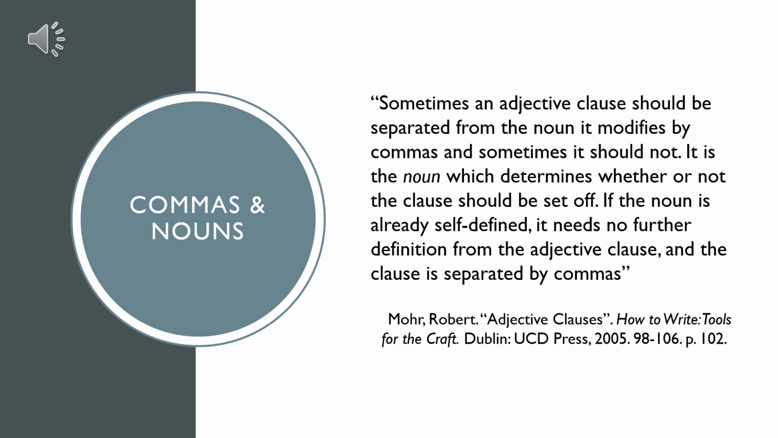The comma also plays an important role in relation to the noun of the sentence. Commas help to create what's called an adjective clause, which is a part of the sentence that gives us more qualification about the noun. As Moore tells us, sometimes an adjective clause should be separated from the noun it modifies by commas, and sometimes it should not. It is the noun which determines whether or not the clause should be set off. If the noun is already self-defined, it needs no further definition from the adjective clause, and the clause is separated by commas. Let's look at some examples of this.